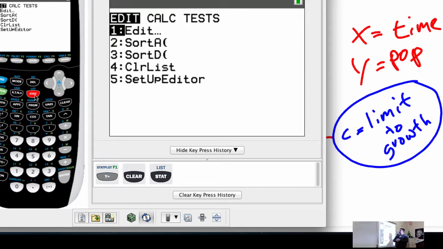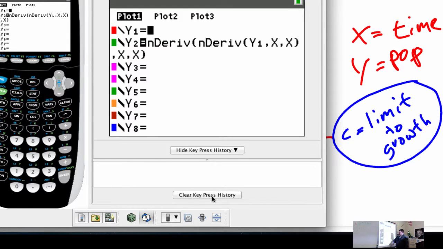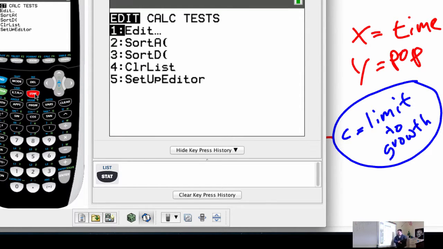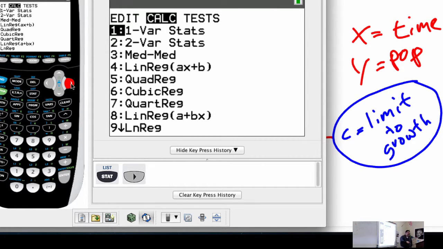So I'm going to hit stat again. Let me clear this one more time. And so you hit stat. That's the first button that you hit. Then if you hit the cursor to the right, you'll get the calculate menu. Then if you come down, on my calculator it's option B. On some of the older calculators it might be like option 8. But you want to come down until it says logistic.